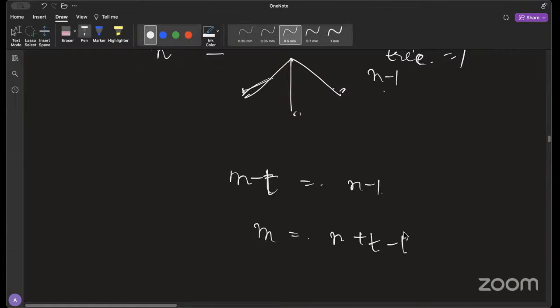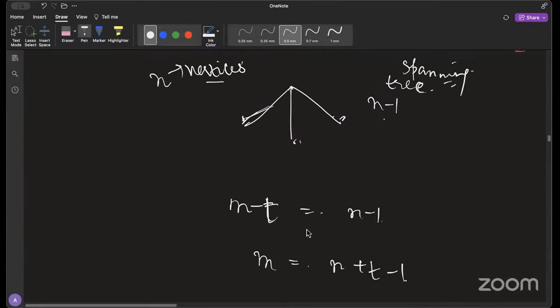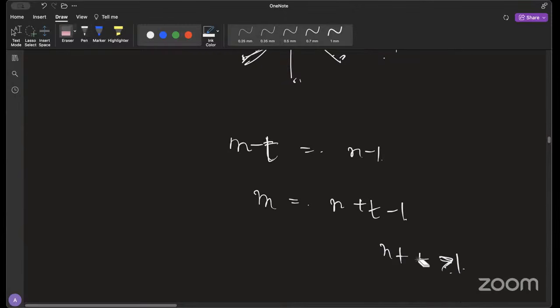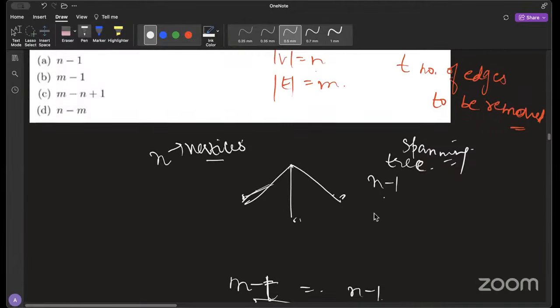So obviously you'd want this quantity to be positive. So you'd want n plus t to be greater than 1 at least. Greater than or equal to, yeah, greater than 1. Okay, we'll come to the constraints later. Let's first see what value of t we are going to get from here. So t you should get as m minus n plus 1. So this is the required number of edges that you need to remove.